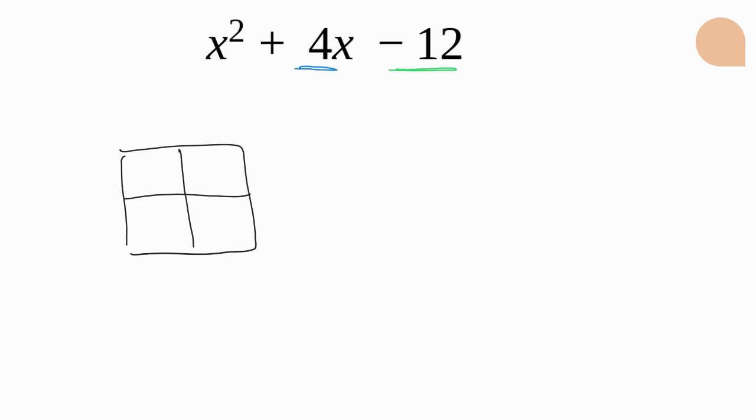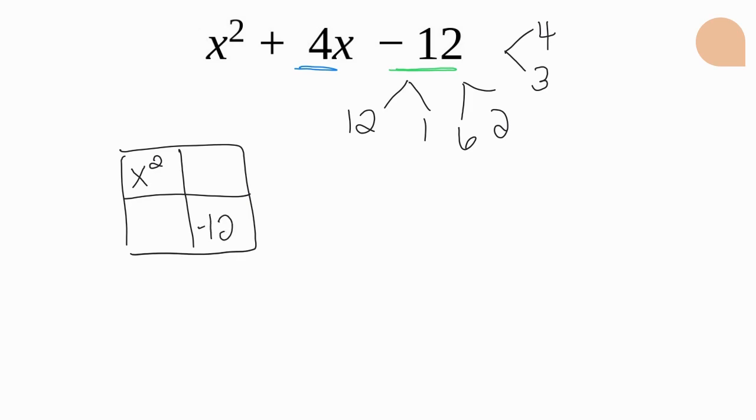So let's think of some factors of negative 12. We know we have 12 and 1, 6 and 2, 4 and 3. Okay, and because we have a negative 12, that means when we multiplied, one of these two terms was negative. I'll start by first writing all of my terms that I have so far in my box, and then try to decide which of these pairs is going to allow me to combine my factors in order to make positive 4.